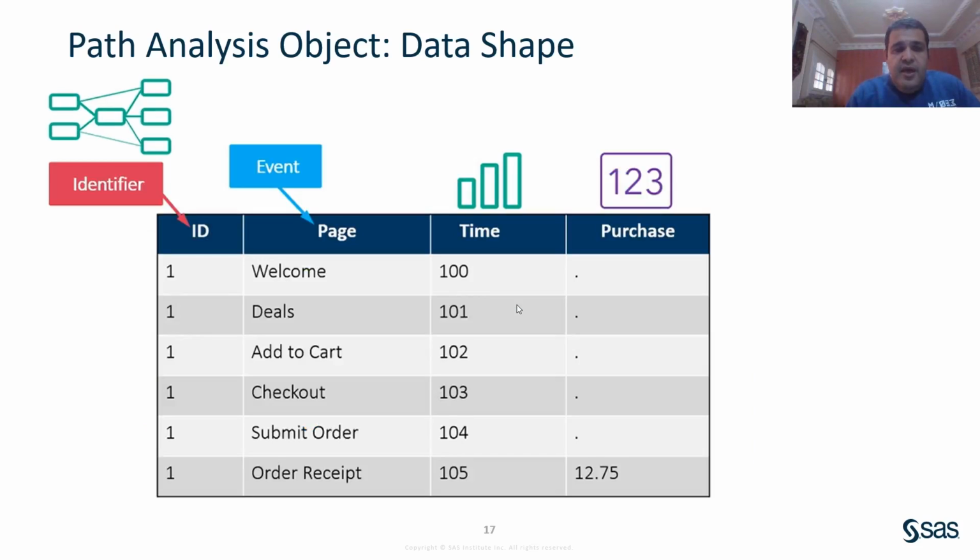On this page, we can see the structure of the table. For example, the identifier here is the ID. The event is the page that the customer visits on the company website, for example, welcome page, deals, add to cart, checkout, order receipt. And the time represents a measure that orders these events. The sequence order value will determine the order of the events within a given path.